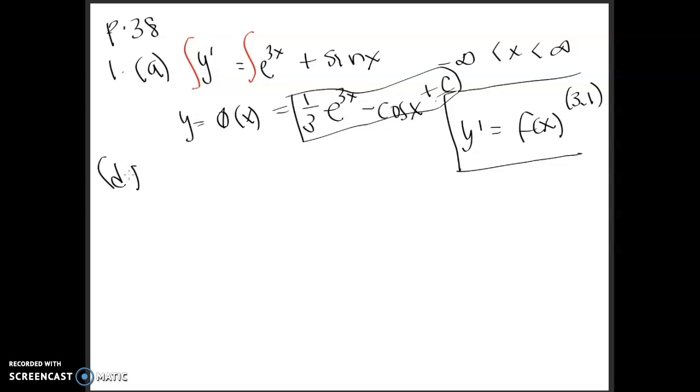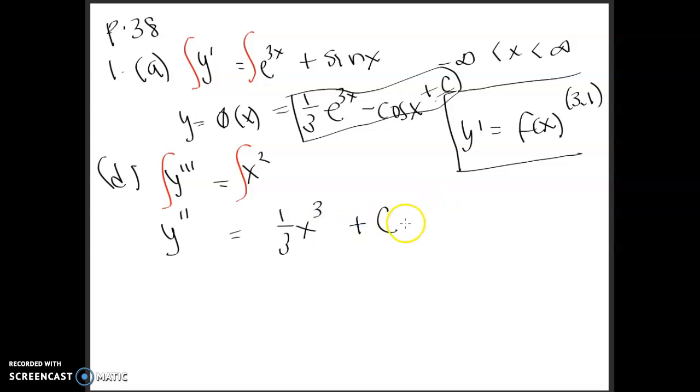Okay, so D has been differentiated 3 times. So we have y triple prime equals x to the power of 2. We're going to do the same thing. We're going to integrate both sides first. All right, so that's going to give us y double prime equal to 1/3 x to the power of 3 plus c. I'm going to call this constant c1, the first constant. And I'm going to integrate both sides again.